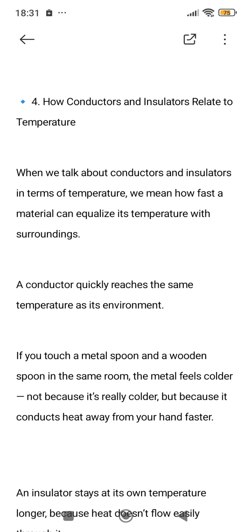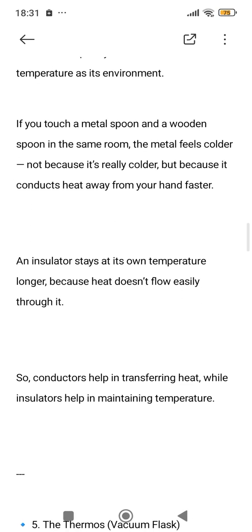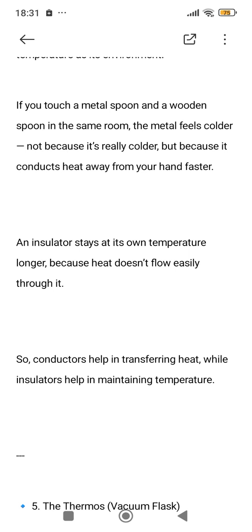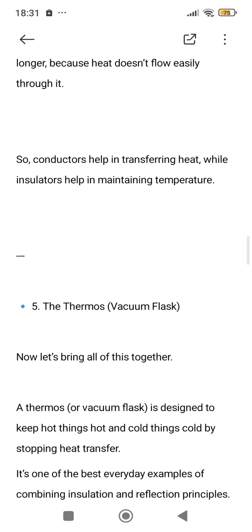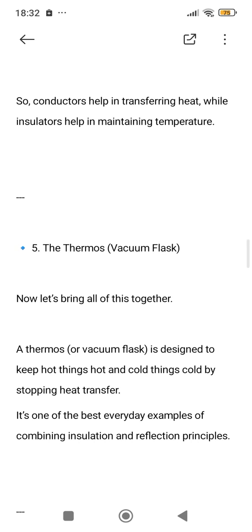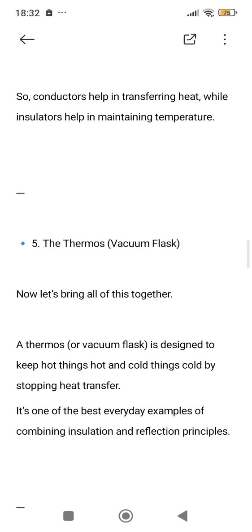When we talk about conductors and insulators in terms of temperature, we mean how fast a material can equalize its temperature with its surroundings. A conductor quickly reaches the same temperature as its environment. If you touch a metal spoon and a wooden spoon in the same room, the metal feels colder, not because it's really colder, but because it conducts heat away from your hand faster. An insulator stays at its own temperature longer because heat doesn't flow easily through it. So, conductors help in transferring heat, while insulators help in maintaining temperature.